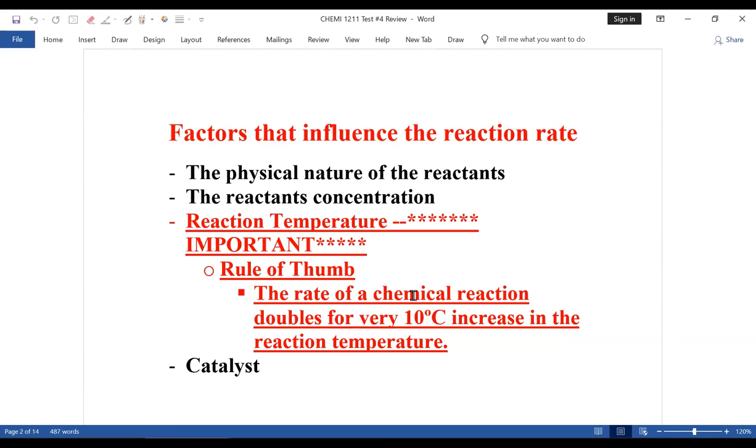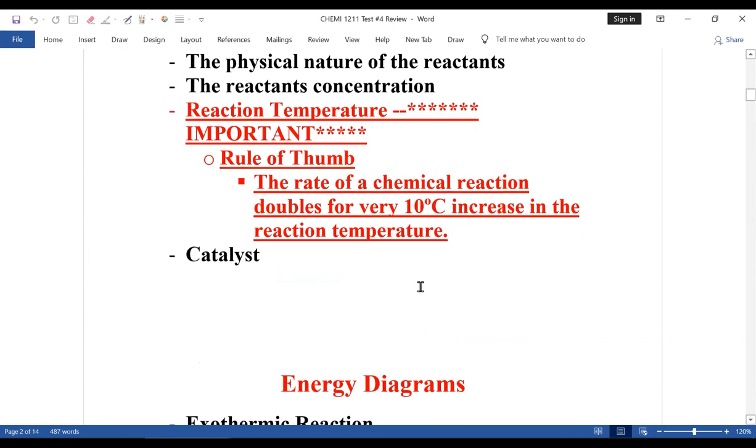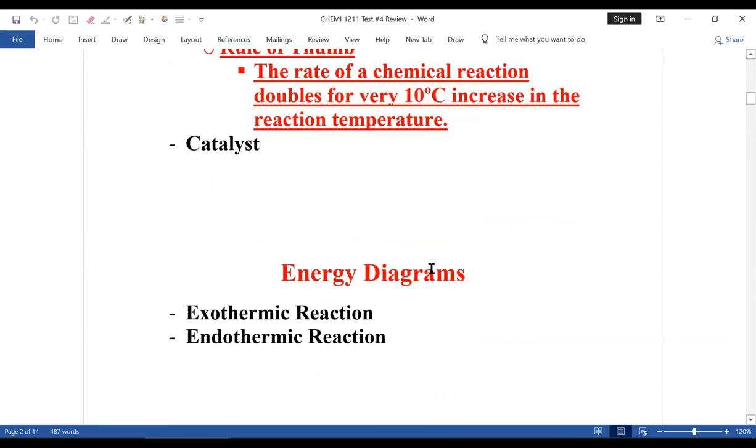Now, another factor that you can use to make a reaction rate go faster is to use a catalyst. And how does a catalyst work? By lowering the activation energy.